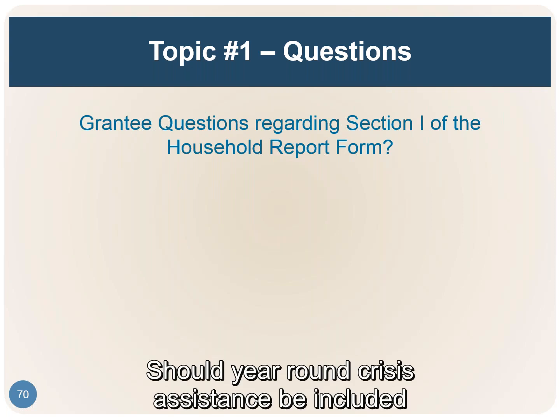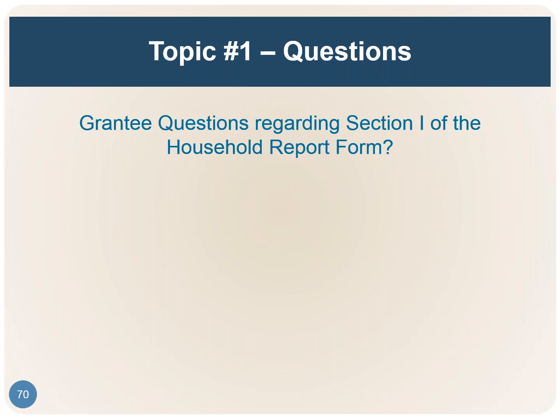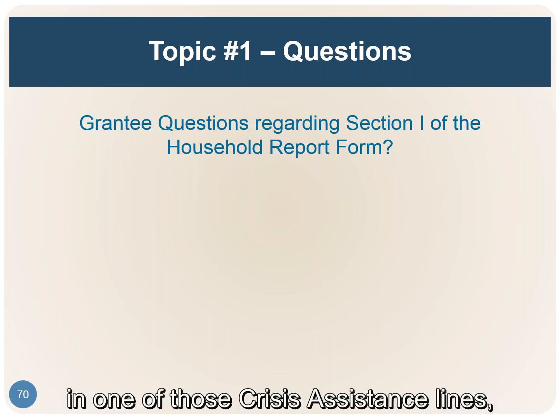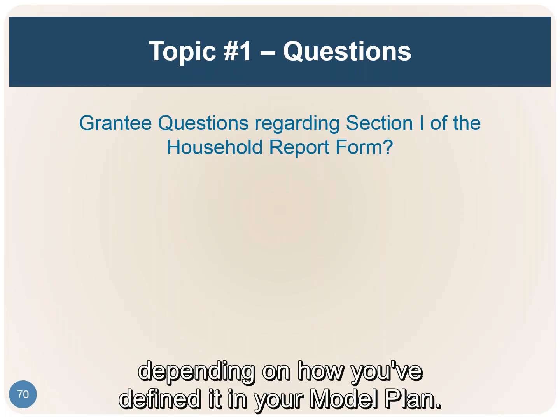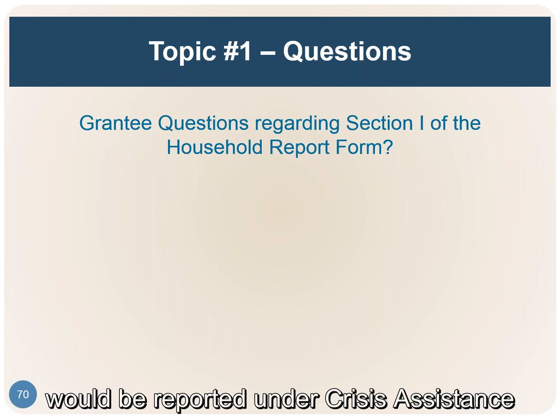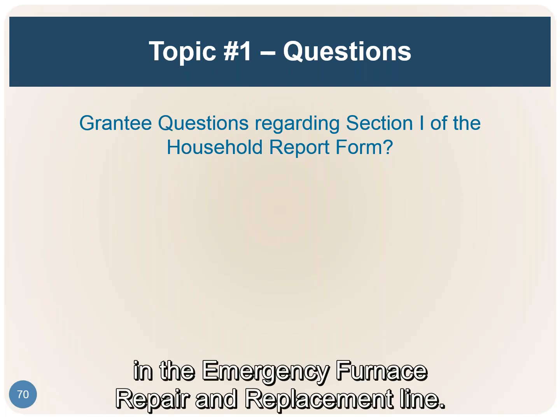Should year-round crisis assistance be included in heating and cooling? The answer is no. Crisis assistance should be only reported in one of those crisis assistance lines, depending on how you've defined it in your model plan. Same thing with emergency furnace and replacement would be reported under crisis assistance in the emergency furnace repair and replacement line.